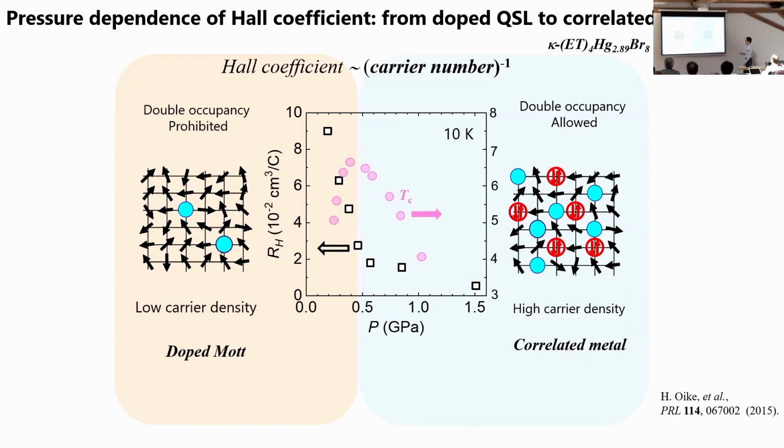So this is a low carrier density material that crosses over to a high carrier density metal with strongly correlated nature. And interestingly, Tc forms a dome, and the top of the dome is located in this crossover region.